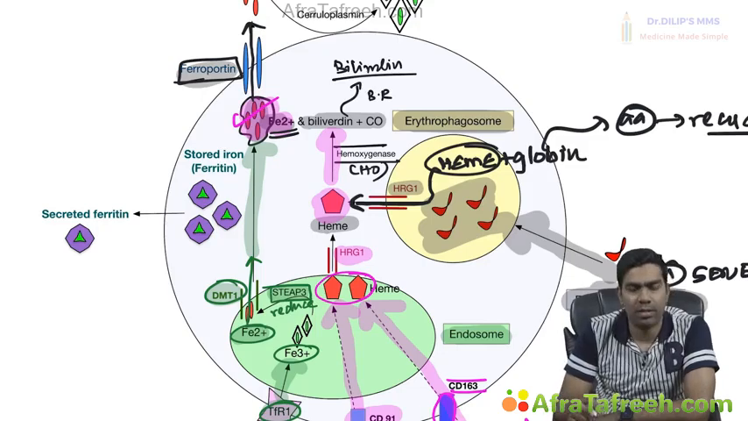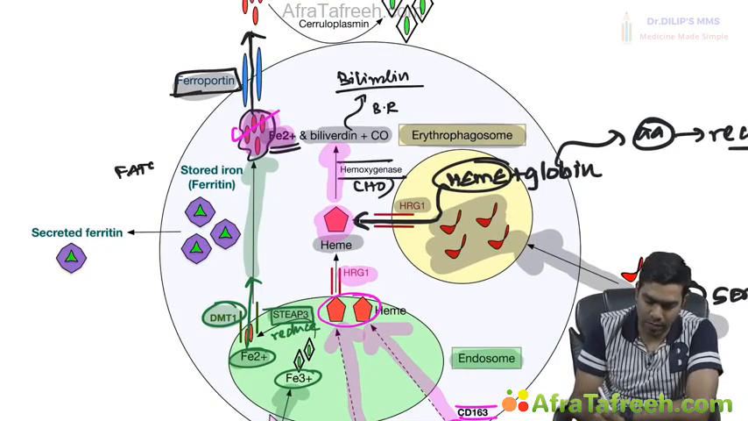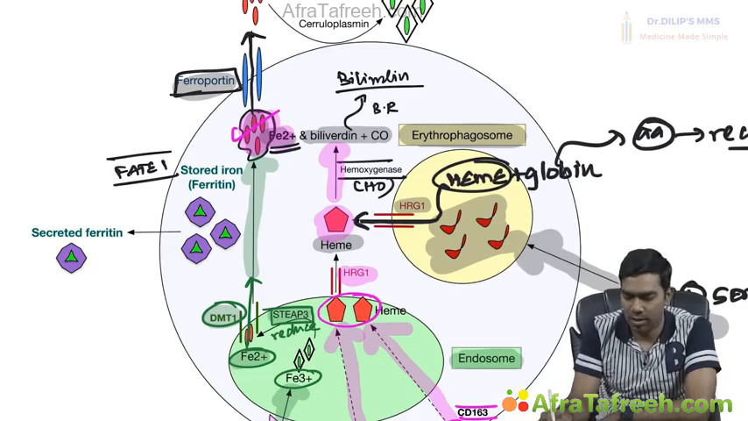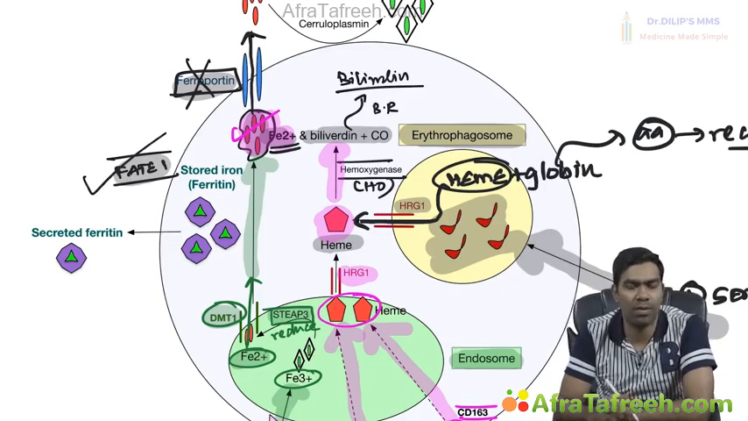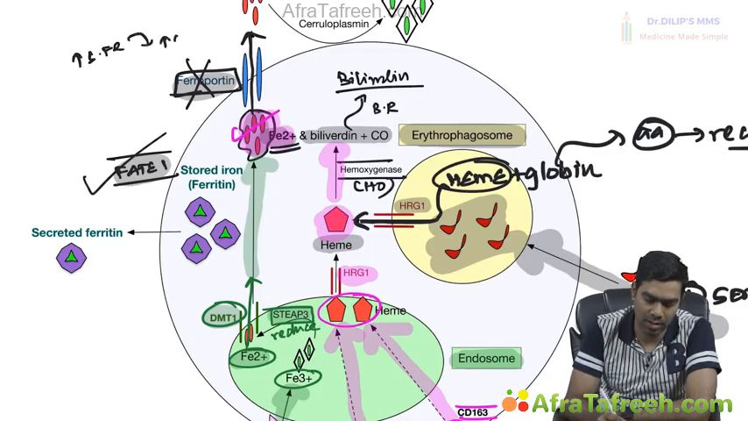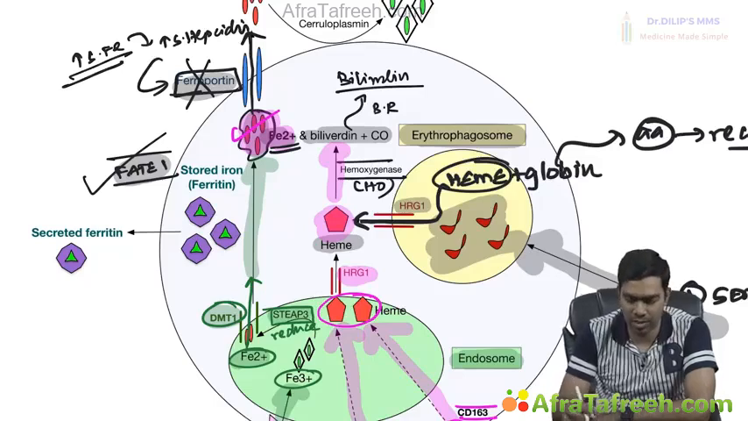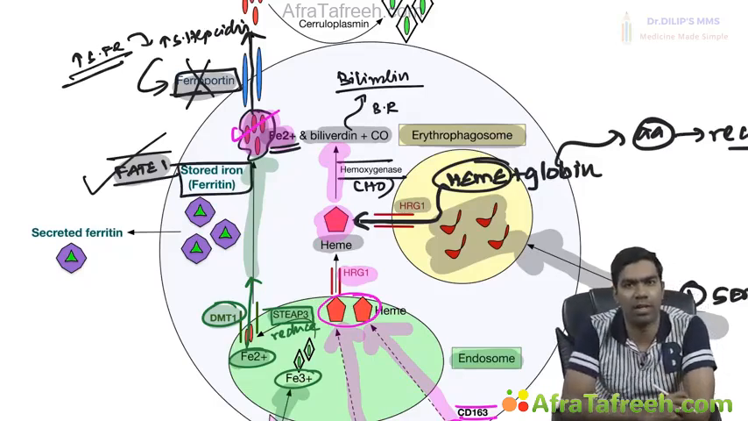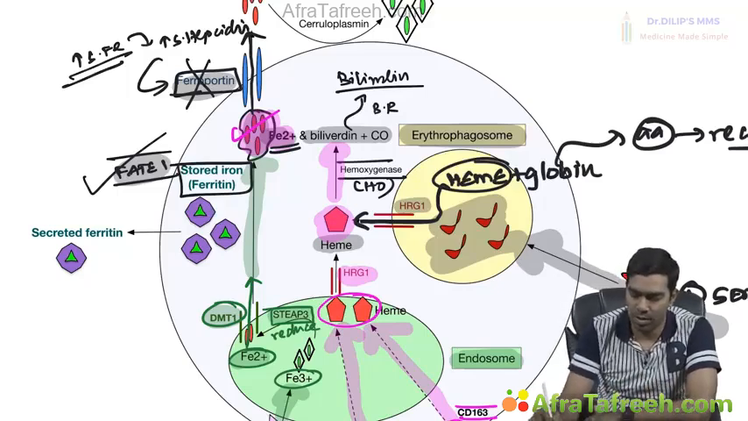So which means there are 2 fates. Fate number 1 is followed if your ferroportin is blocked. When will ferroportin be blocked? If you have a high circulating iron, which is going to release a lot of hepcidin, which is going to block the ferroportin, which means whenever you have high iron, it has to be stored in the form of ferritin. When you have a high circulating iron, it's a time for storage, not for putting it again and again into the circulation and creating more problems. So this is what is going to happen.